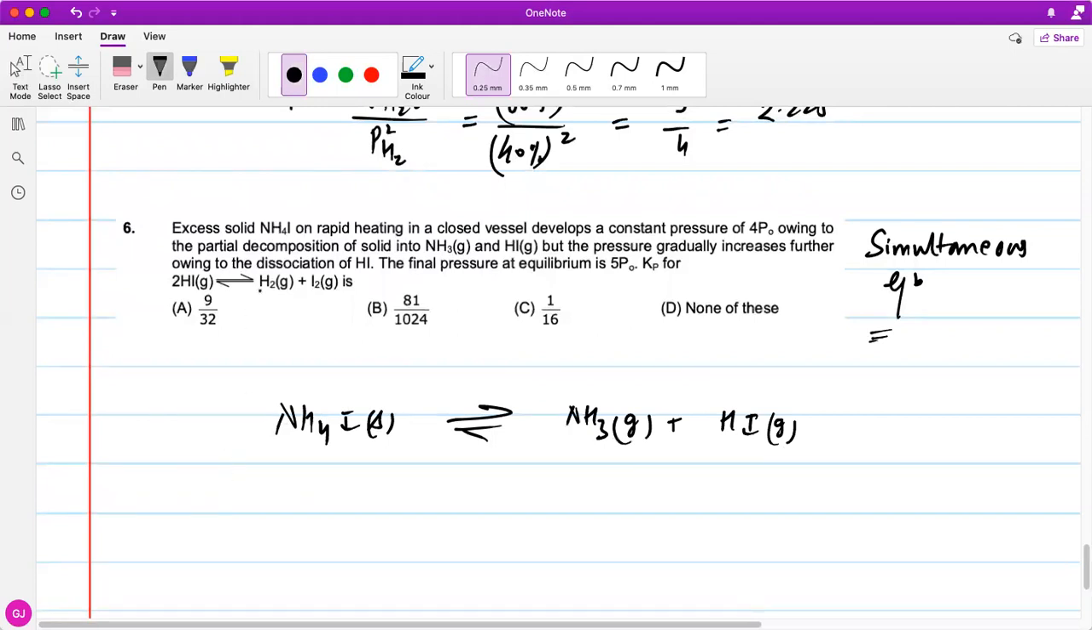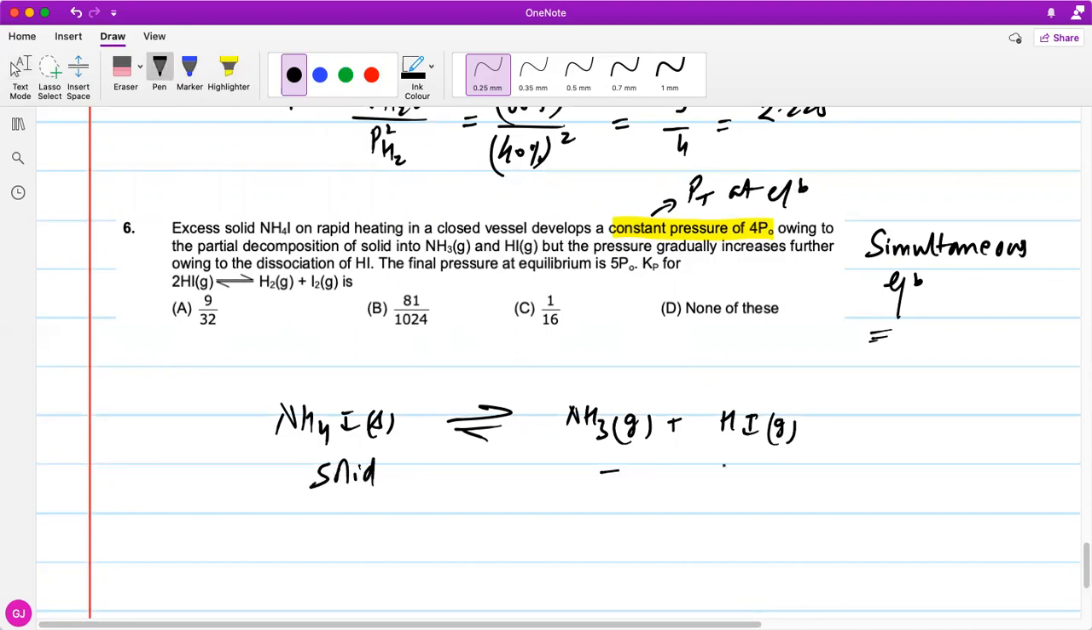Now, let me read the question in a step-by-step, line-by-line manner, and try to answer it the way you would do it. So excess NH4I solid on rapid heating in a closed vessel develops a constant pressure of 4 P0 owing to partial decomposition of solid into NH3 and HI. So constant pressure of 4P naught, right? This means that this is the P total at equilibrium.